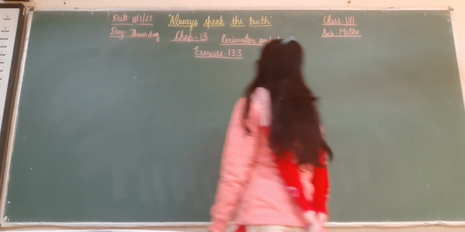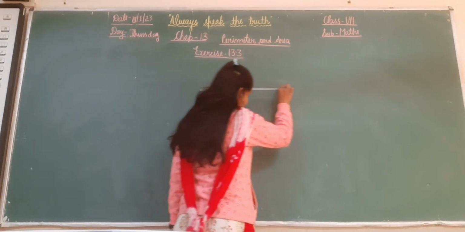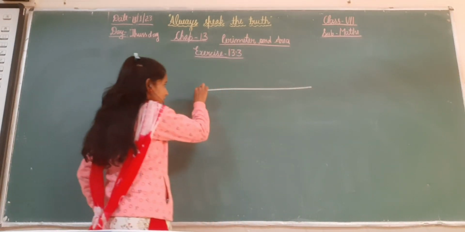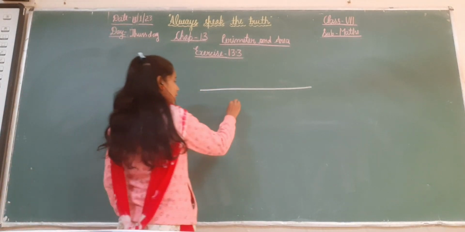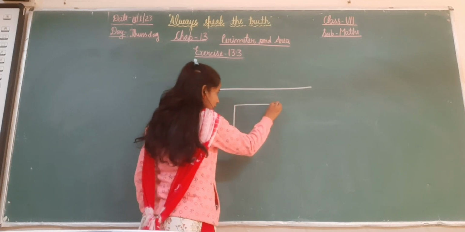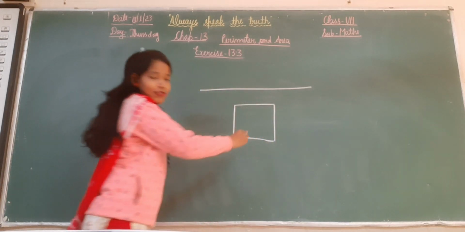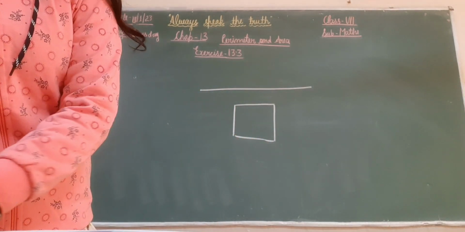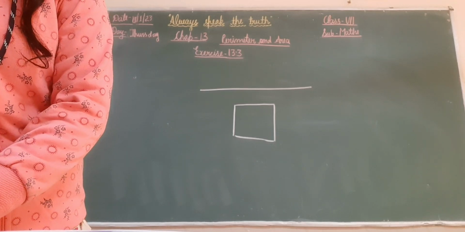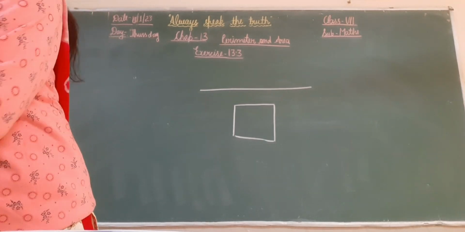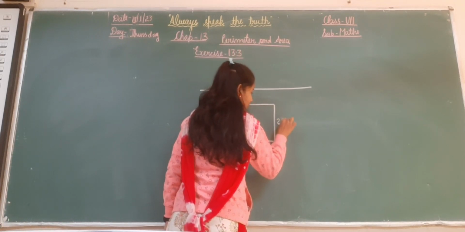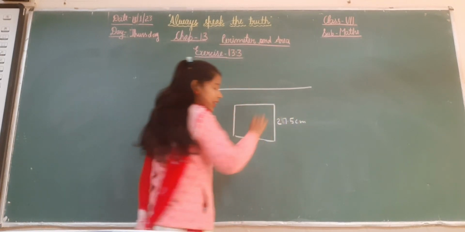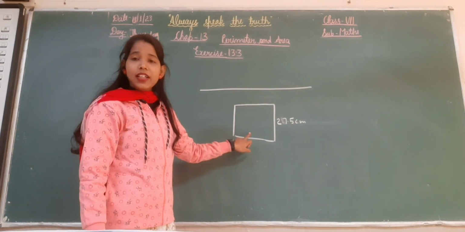Means, class, if this is the wire, okay? Firstly, with this wire make a square of side 27.5 centimeter. Okay. Then again the wire is straightened.